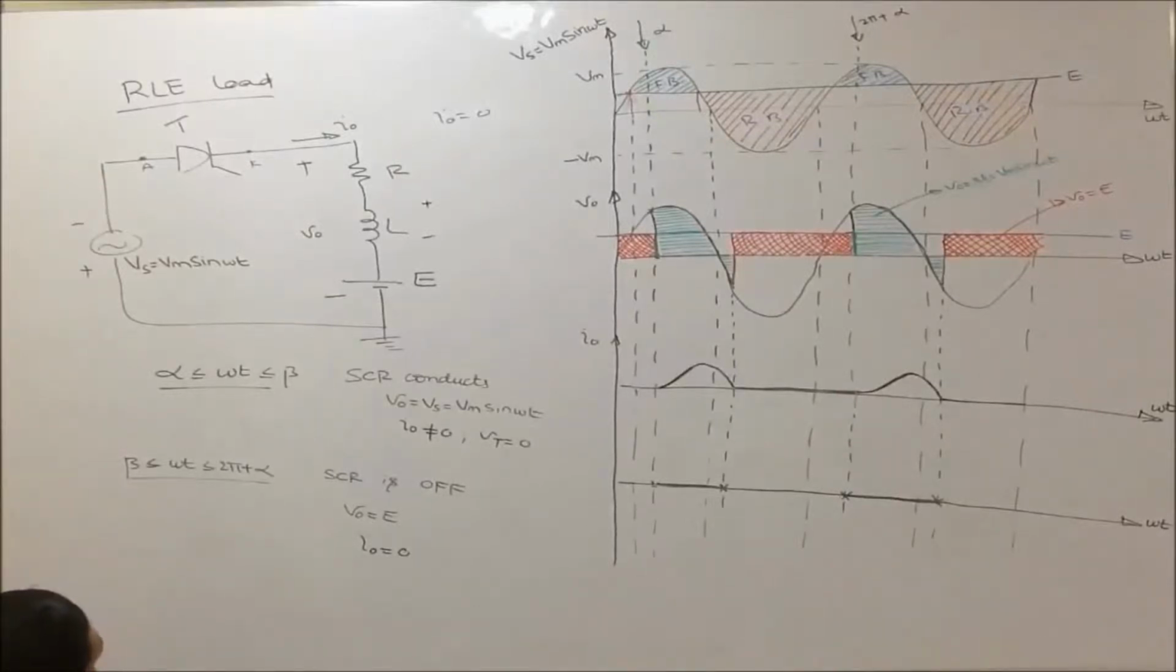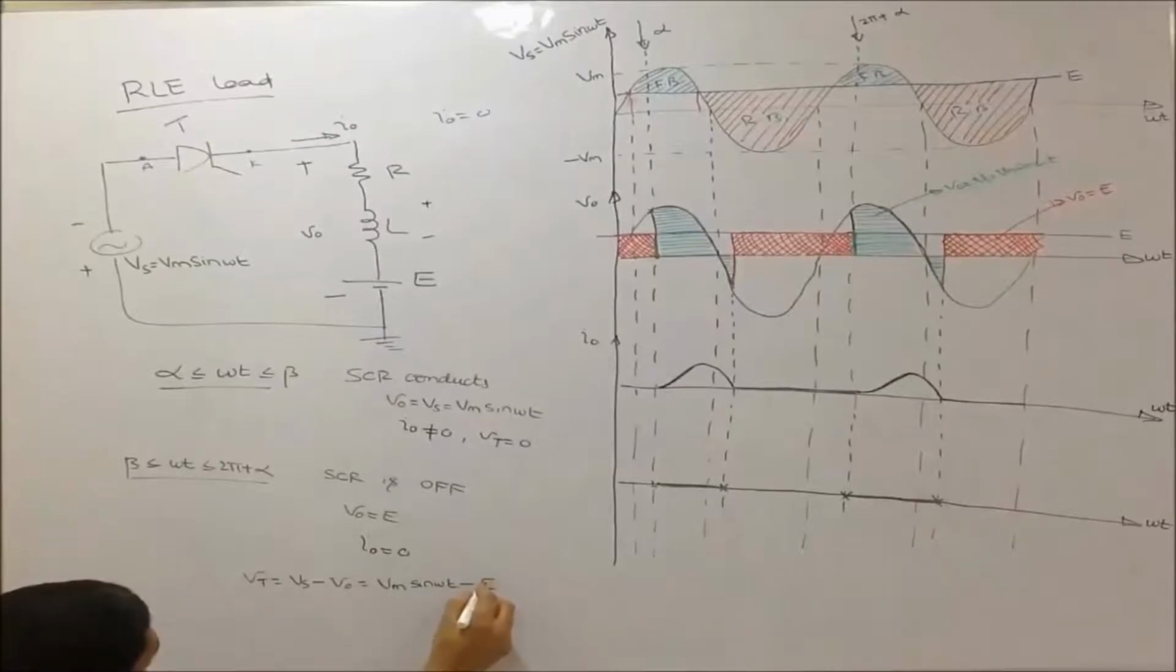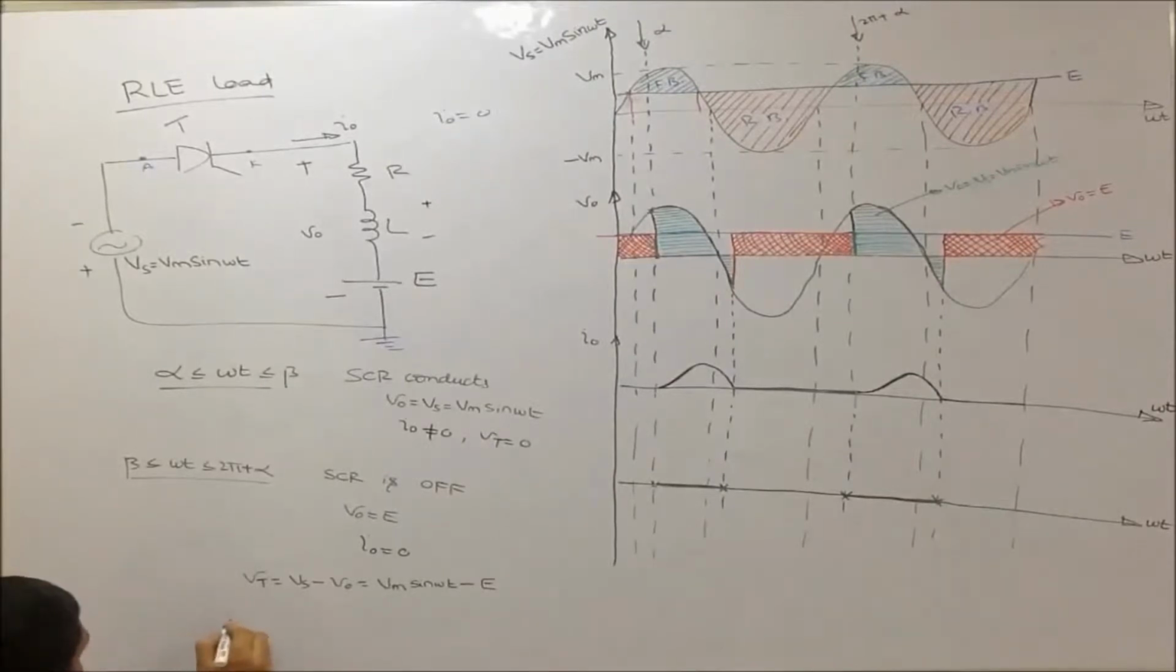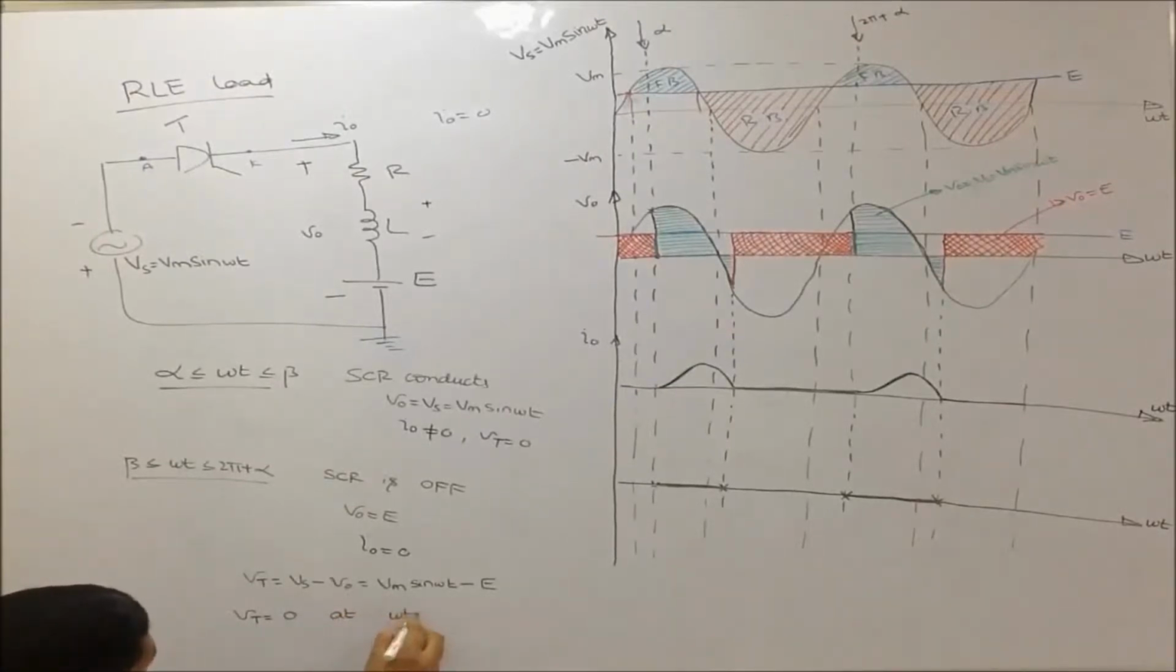I naught is 0. Now we write the expression for Vt, that is equal to Vs minus V naught. Vs is Vm into sin omega t, minus V naught, which is E. Vt is 0 at omega t equal to alpha minimum.